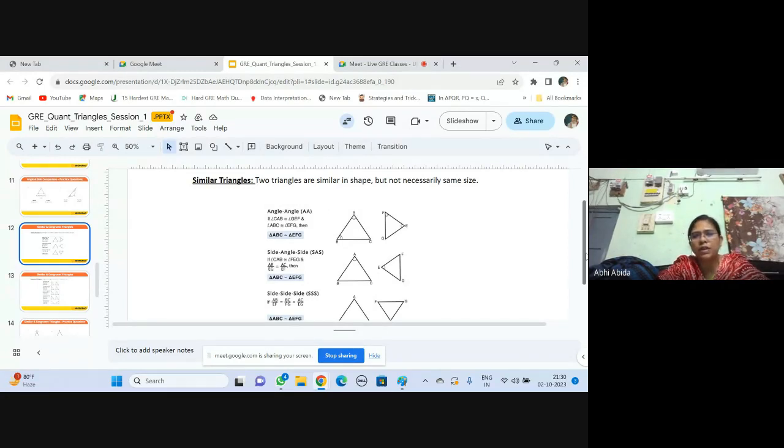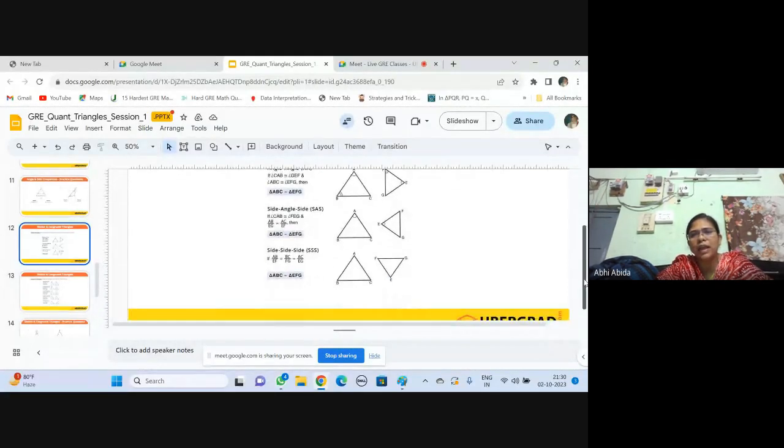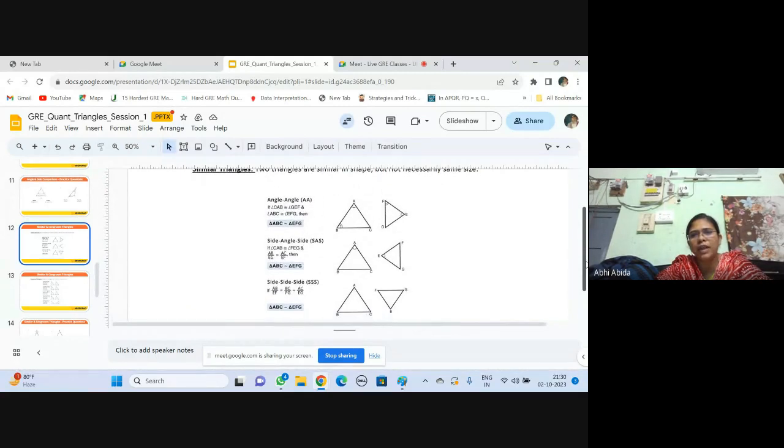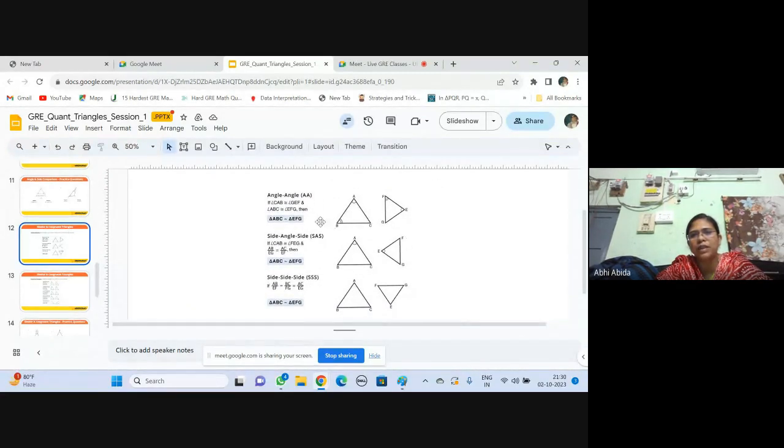So the last concept in triangles is regarding similar triangles. If by seeing the shape of the triangle we cannot decide whether the triangles are similar to each other, there are some things we should know about similar triangles. First, the angle property: we have to see whether the angles are equal in both triangles. Then side-angle-side.